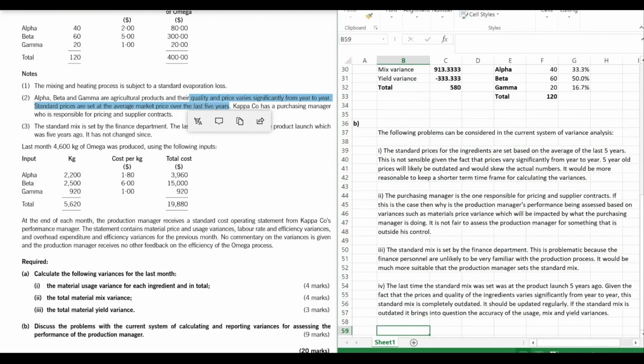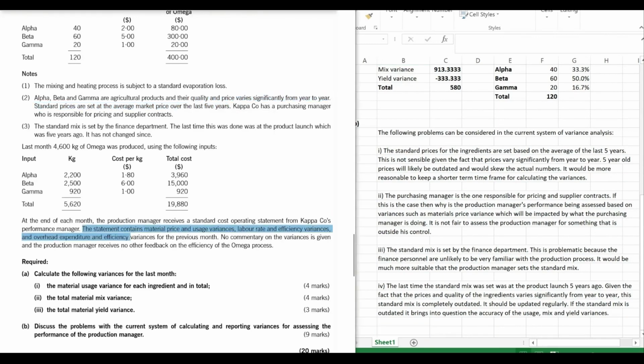Okay, then we come to the last paragraph. The statement contains material price, usage variances, labor rate and efficiency variances, and overhead expenditure and efficiency variances of the previous months, which is fine, but the usage variance could possibly be split into the mix and yield variances as well to give more detail.